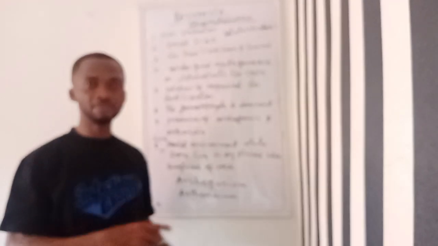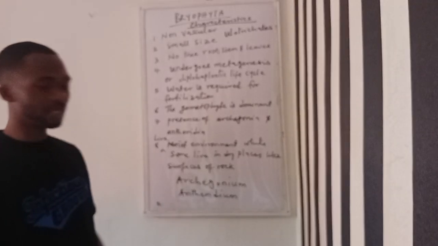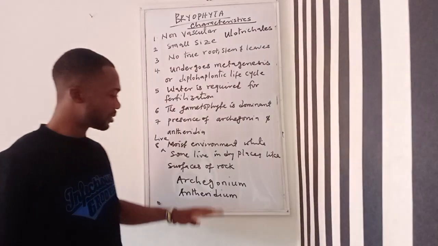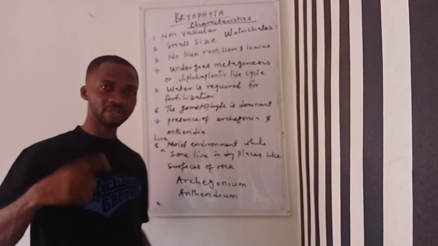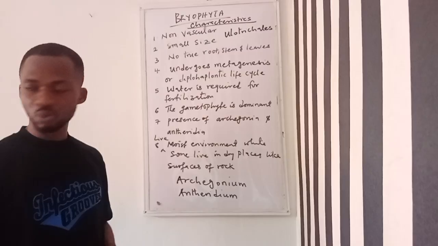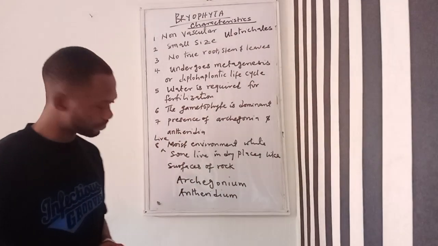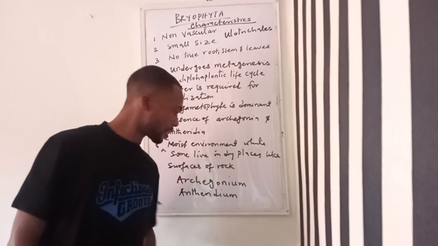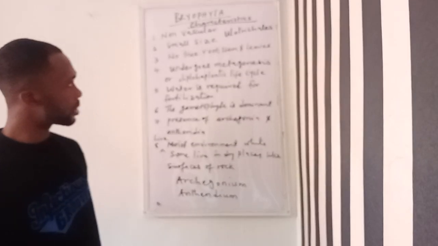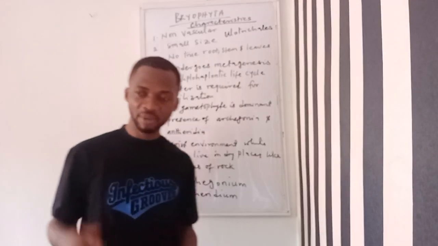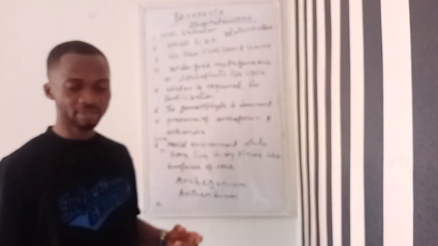The archegonium is known as the female sex organ, and the antheridium is known as the male sex organ. The antheridium produces the antherozoid, which we'll look at when we come to the life cycle, and the archegonium produces the egg. Having known this, we'll talk about another reason why Bryophyta is said to be more advanced.